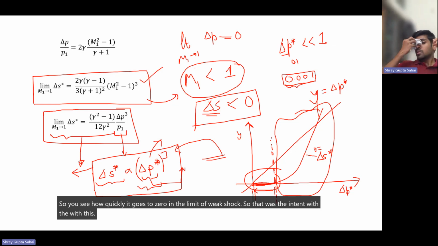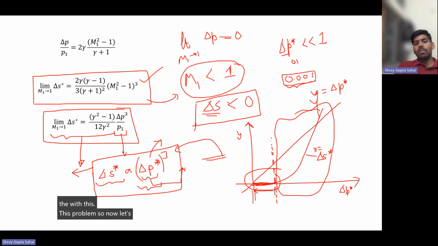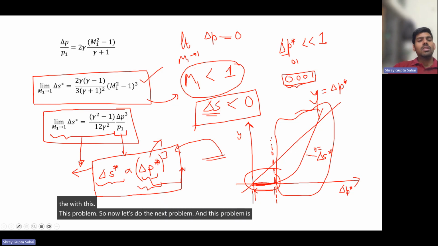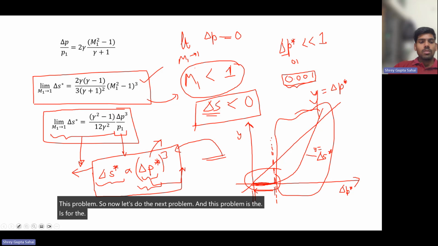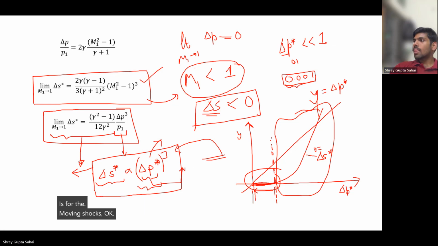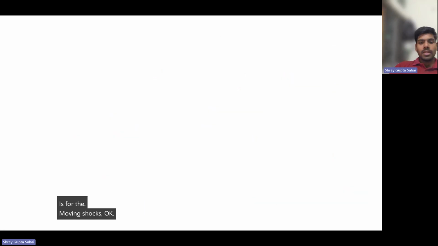So that was the intent with this problem. Now let's do the next problem, and this problem is for moving shocks. Let me tell you what the problem is.